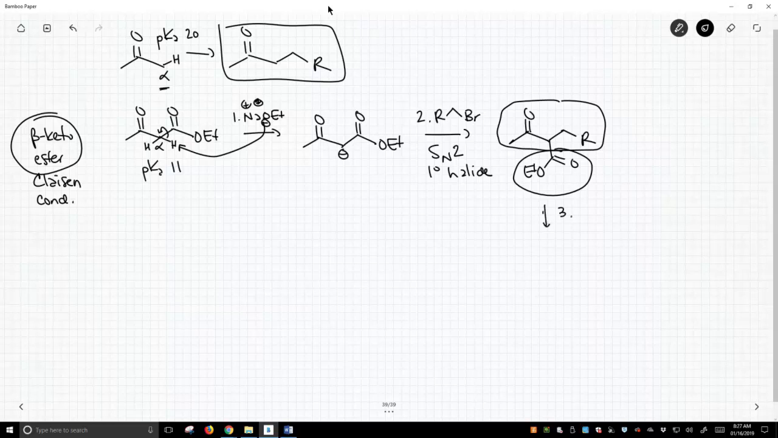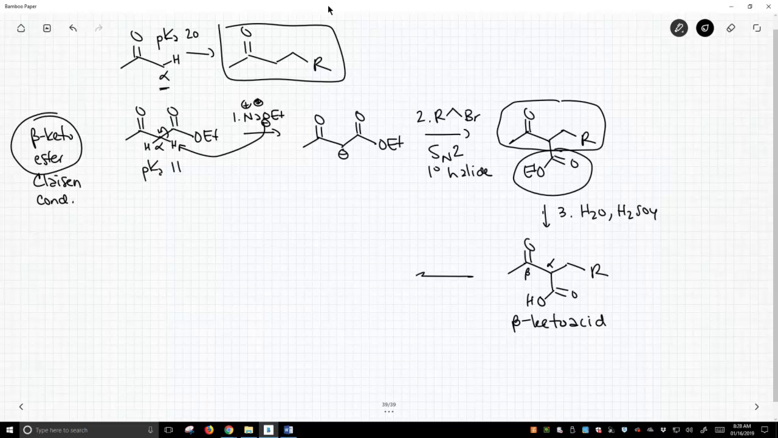So in the third step, what we'll do is we'll treat this with acid and water. What does acid and water do to esters? Well, acid and water causes a hydrolysis reaction. And now we form something called a beta-keto acid, converted our ester to an acid. So this is alpha, beta, thinking about the ketone in the beta position.